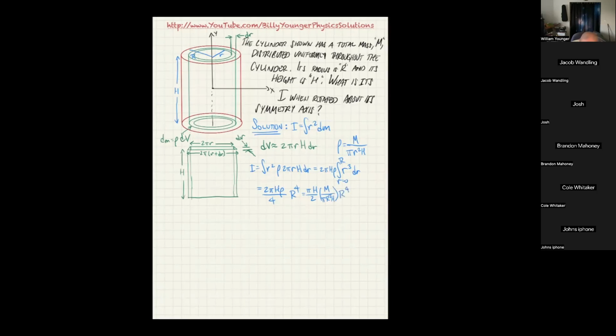What we can see here is this pi is going to cancel out with this pi. This h is going to cancel out with this h. And let's do another color line. I'm going to say this r squared is going to cancel out with that 4 and make it a 2. So all I have left is 1/2 mr squared, and that's actually exactly the right answer. It equals 1/2 mr squared. And that's the moment of inertia. Any questions on that one?